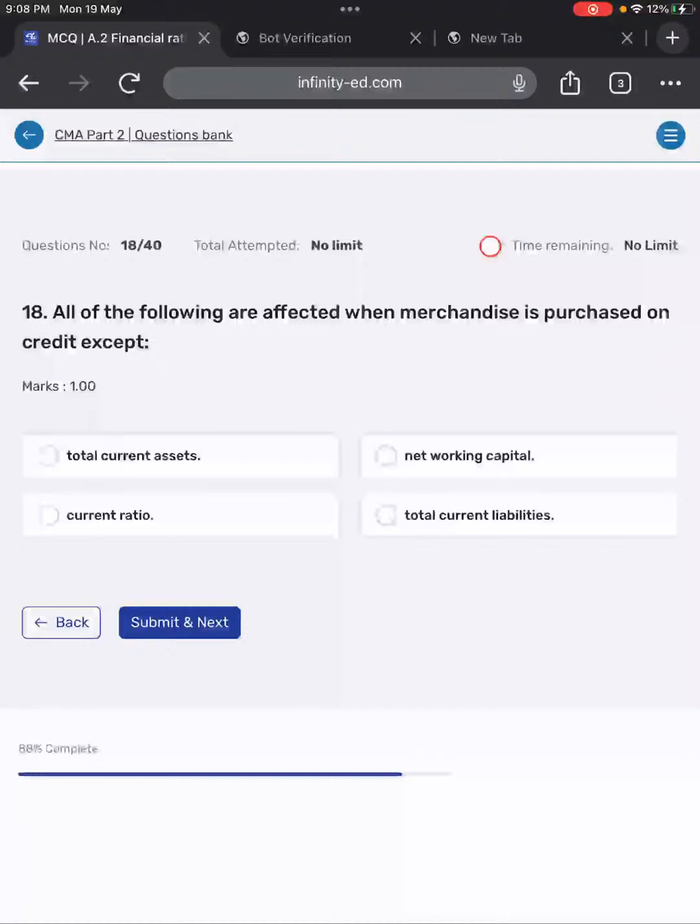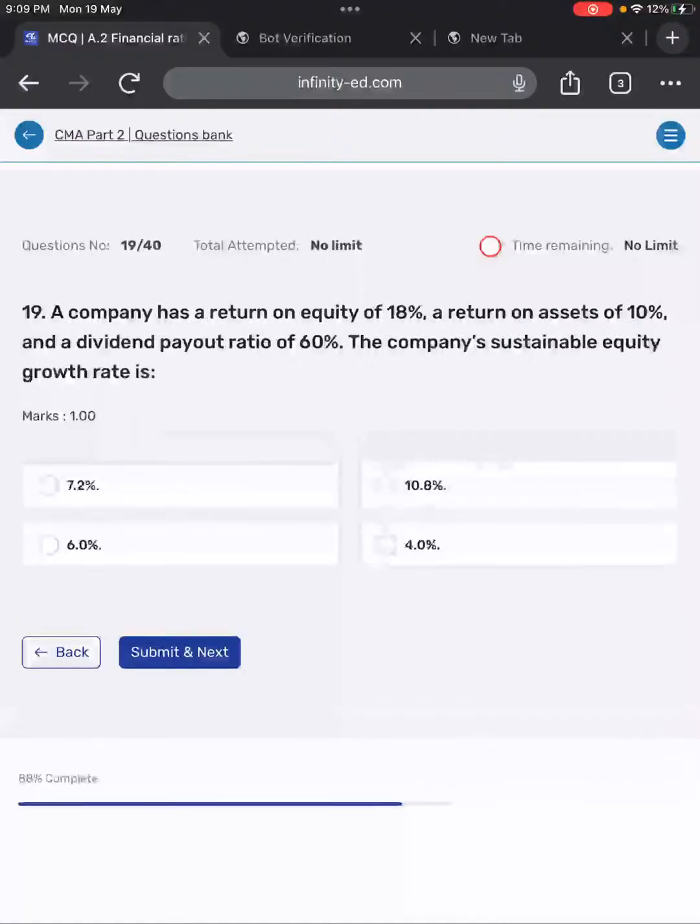The current ratio will be affected depending on total current assets and total current liabilities. With a credit purchase, current assets will increase. Net working capital will not be affected. Simple.